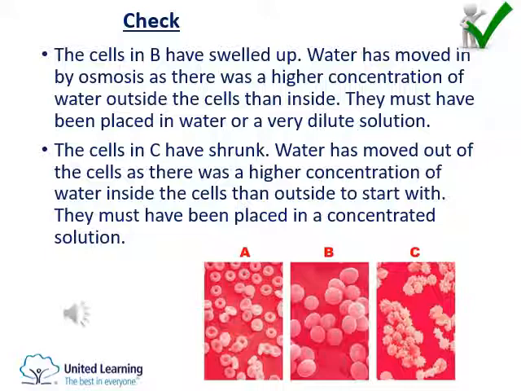The opposite has happened in C. The cells have shrunk, so water has moved out of the cells as there is a higher concentration of water inside the cells compared to outside the cells at the beginning. They must have been placed in a concentrated solution, for example, salt solution. In both B and C, we can tell that the cells are extremely unhealthy. So both of these, too much water and too little water, can be extremely dangerous.